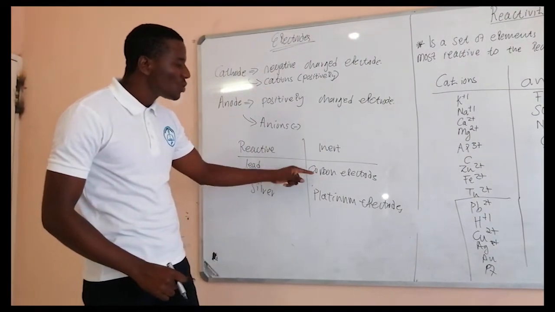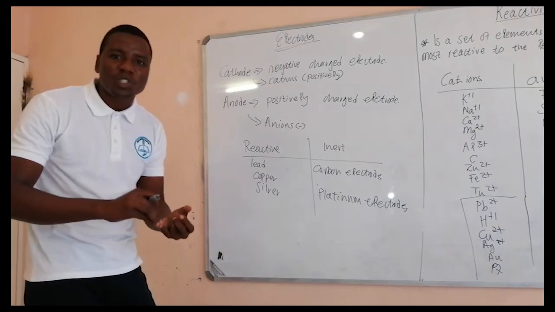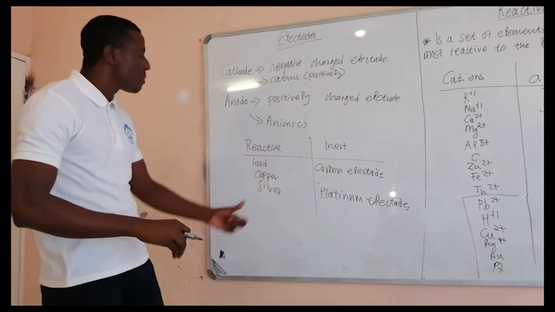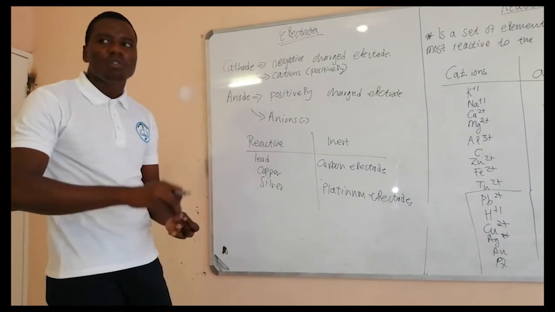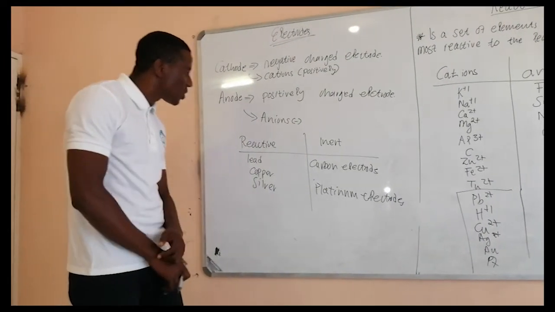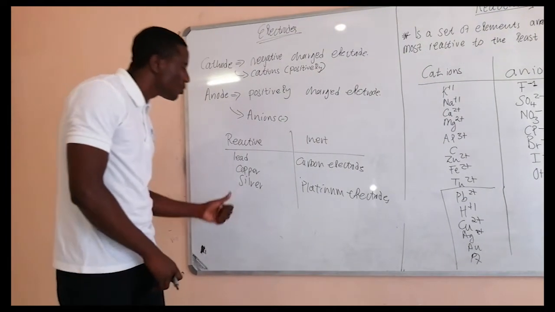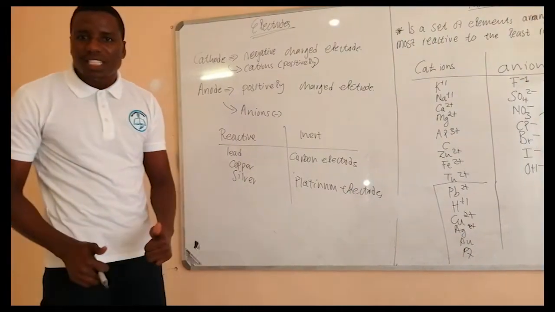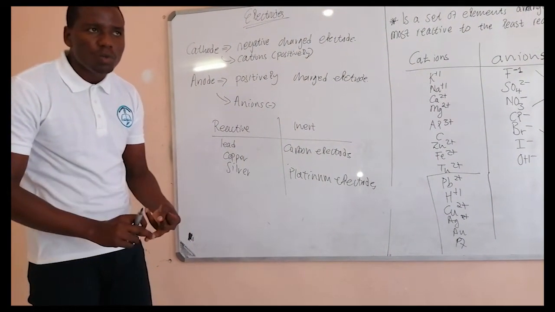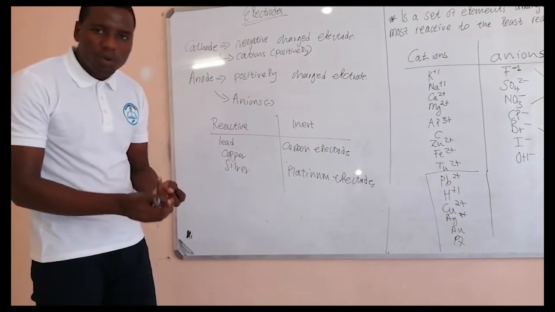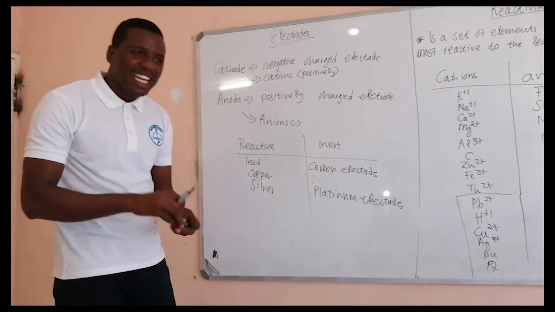So these are the two kinds of electrodes that we have. The inert electrodes, such as the carbon electrodes, do not take part in the process of electrolysis. But the reactive electrodes do take part in the process of electrolysis. Now, I want us to move on to what happens at the cathode and at the anode. And also we have to deal with when we have a concentrated solution and when we have an aqueous solution.